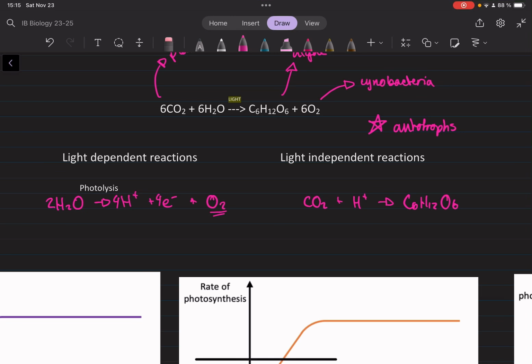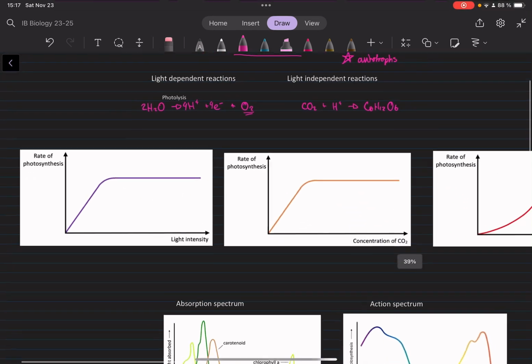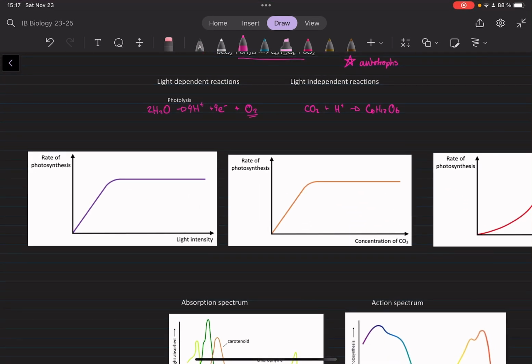But yeah, those are the light dependent and the light independent reactions, simply meaning that in the first reaction you've got light needed to break down the water molecule into the hydrogen ions and the oxygen through photolysis, and then you've got the light independent reaction, which is reacting the carbon dioxide molecule with the hydrogen to then make glucose.